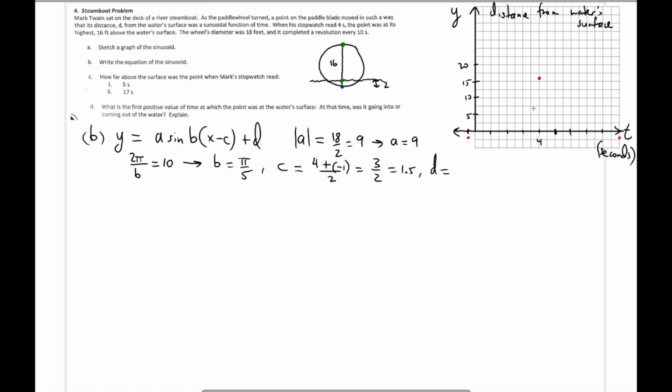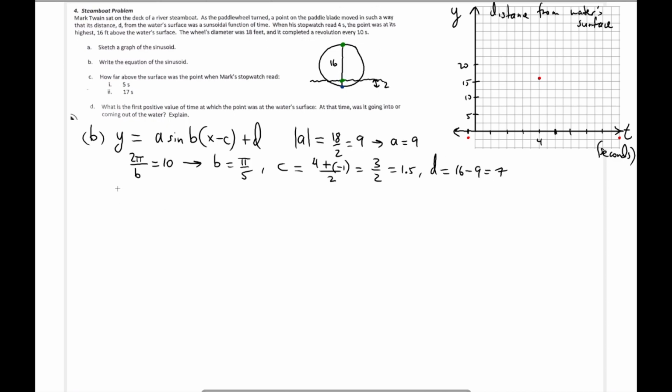You can just subtract 9 from 16 to find that shift, to find the midline, and that will give you 7. And why is that? Because this is the highest point. You're subtracting the A value because the midline is going to be exactly the amplitude distance from the highest point. So once you do that, you will exactly find the distance from the t-axis to the midline. So that will be 7.